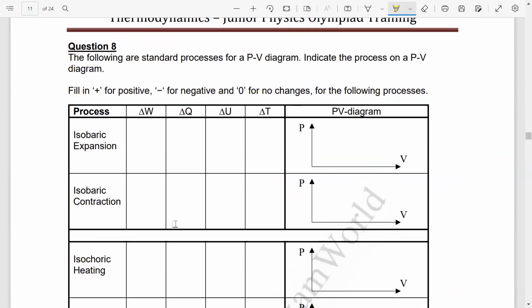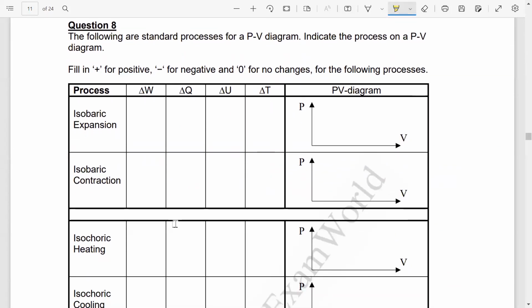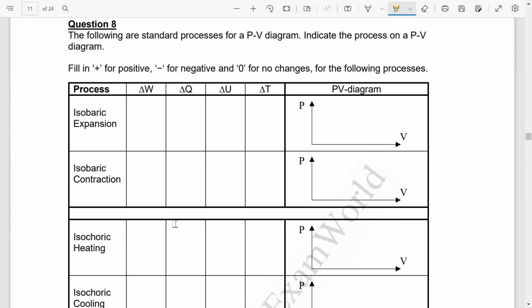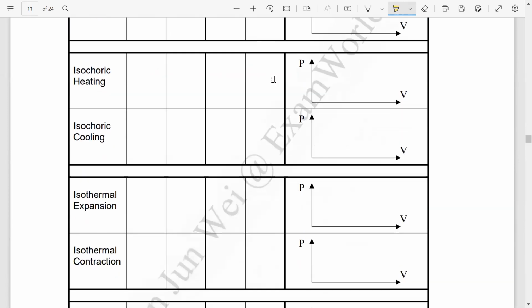We'll jump a little bit, we'll come back to the earlier one later. Okay, so this is just for you to understand more on the PV diagram. For this PV diagram, what happens is that you need to fill in positive, negative for any changes when it's isobaric, isochoric, or isovolumetric.